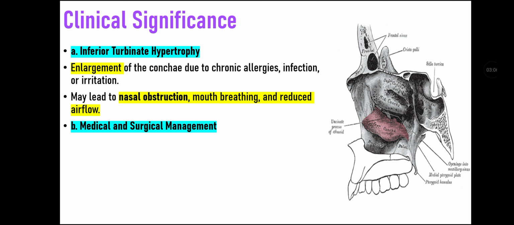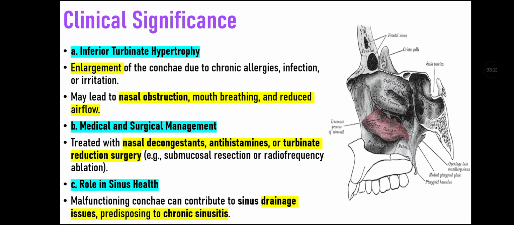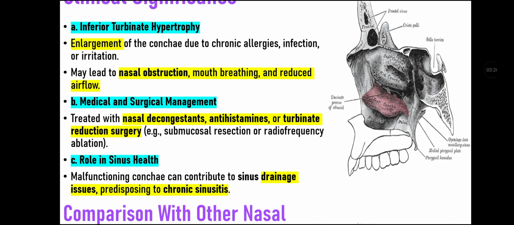Second is medical and surgical management. It is treated with nasal decongestants, antihistamines, or turbinate reduction surgery, which may be submucosal resection or radiofrequency ablation. Now let's talk about the role in sinus health. Malfunctioning conchae can contribute to sinus drainage issues, predisposing to chronic sinusitis.